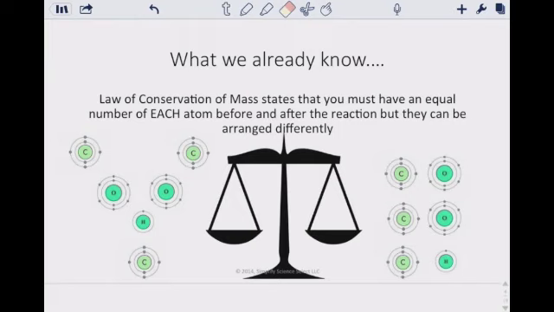What does this really mean? Balanced equations. And so when we talk about balanced equations, we're talking about the law of conservation of mass.